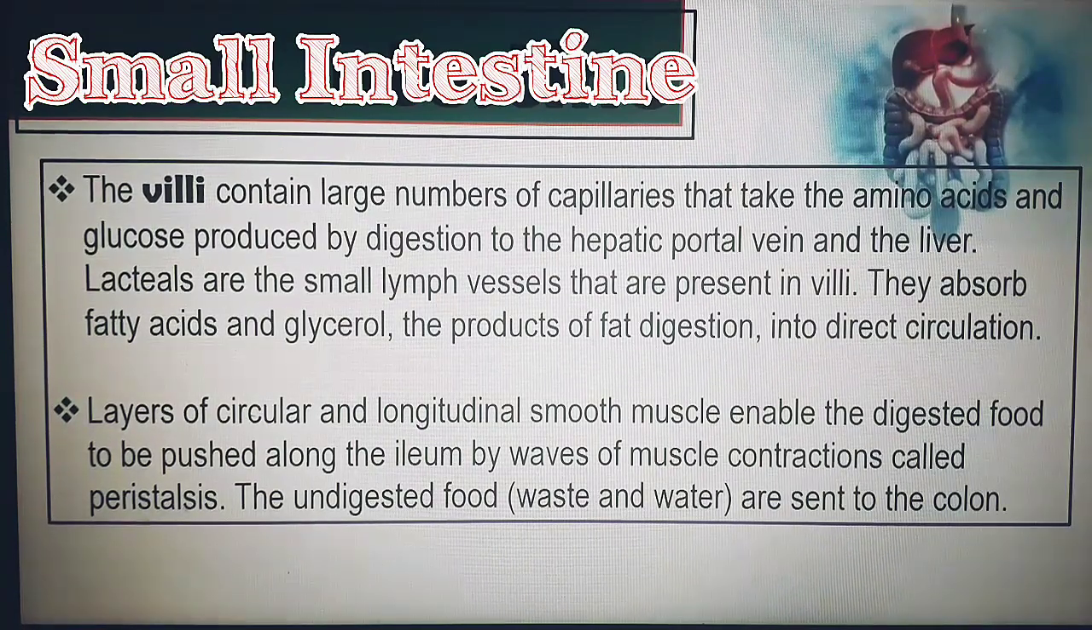Layers of circular and longitudinal smooth muscle enable the digested food to be pushed along the ileum by waves of muscle contractions called peristalsis. The undigested food is sent to the colon, or your large intestine.